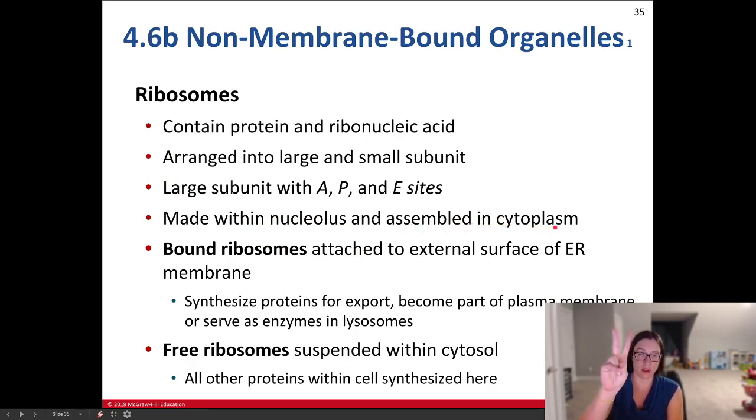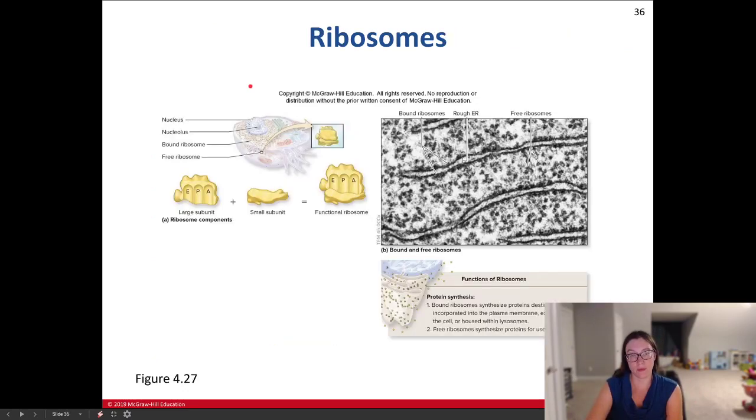And there are two different types of ribosomes. One of them are bound to the outside of the rough ER. These are going to synthesize proteins that are going to be exported out of the cell, or they're going to become part of the plasma membrane, or maybe they'll serve as enzymes in lysosomes. Whereas our free ribosomes are suspended within the cytosol, and they make proteins that the cell is going to use, so like used inside the cell. And our ribosomes can actually start in the cytosol and bind to the rough ER and then unbind too. So they can kind of move around.